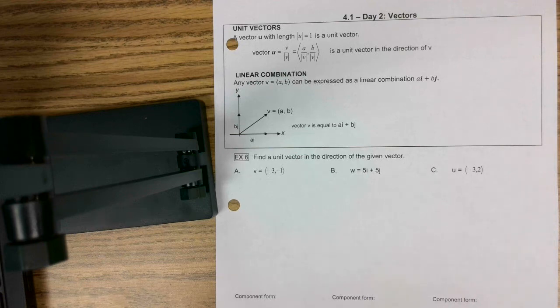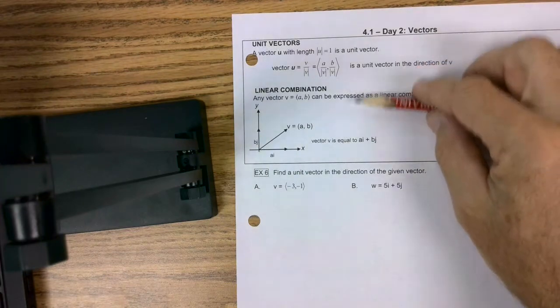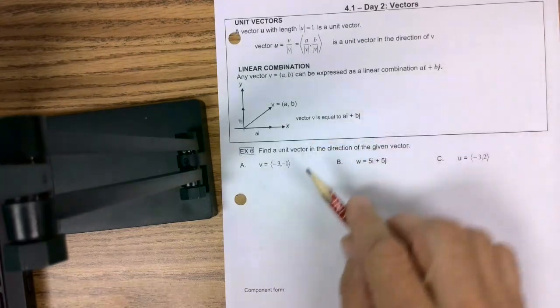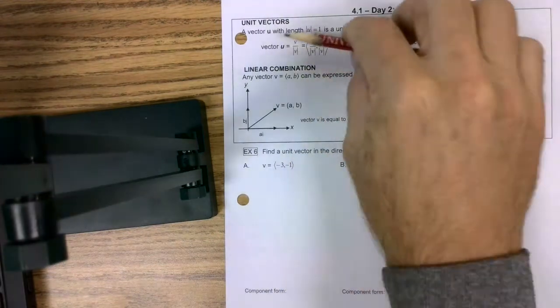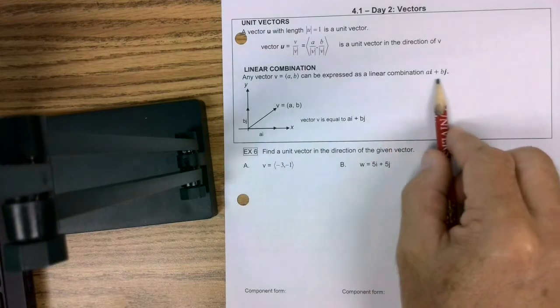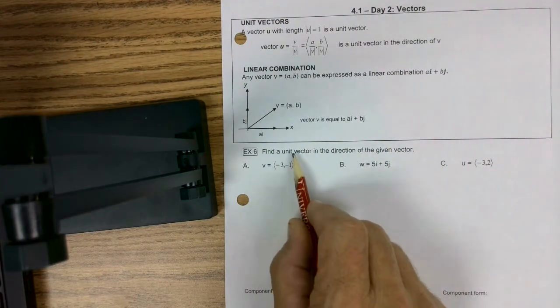Packet lesson 4-1, day 2, vectors, found on page 113. Let's dive in. Pre-lesson. I covered a lot of it. Actually, I think I did cover it all. I just never said linear combination, but we did do one of these in the pre-lesson. But anyways, this says find a unit vector.